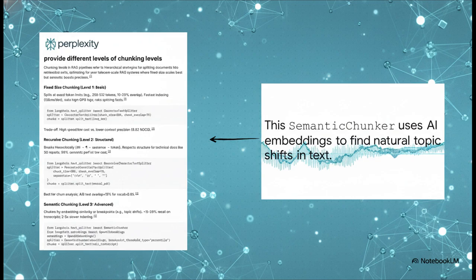It uses something called AI embeddings, which are basically like a mathematical fingerprint for meaning. It looks for those fingerprints to find the natural places where one idea ends and another begins. The result? Chunks that are all about one specific topic.